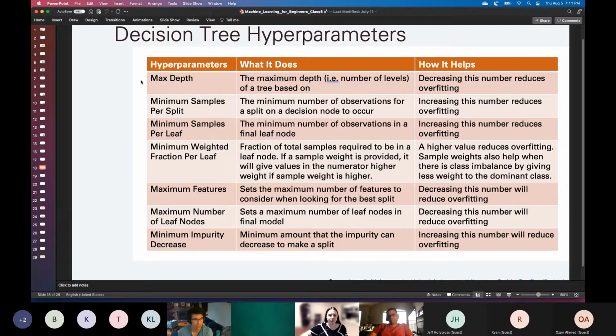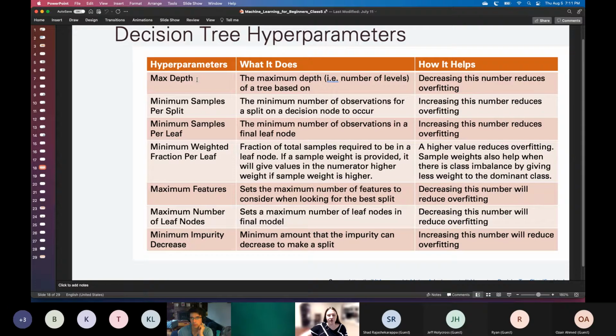So if you say run a decision tree with 500 levels, which can happen, it's not the right way to do it, it will basically memorize the training data. And it will not be generalizable to new data. So these hyperparameters in general really help to deal with that particular issue. The max depth is the one that's listed at the top here.